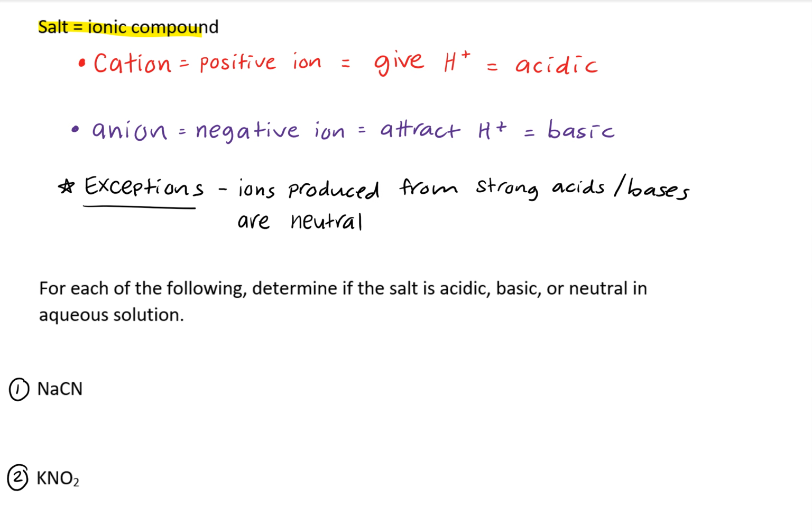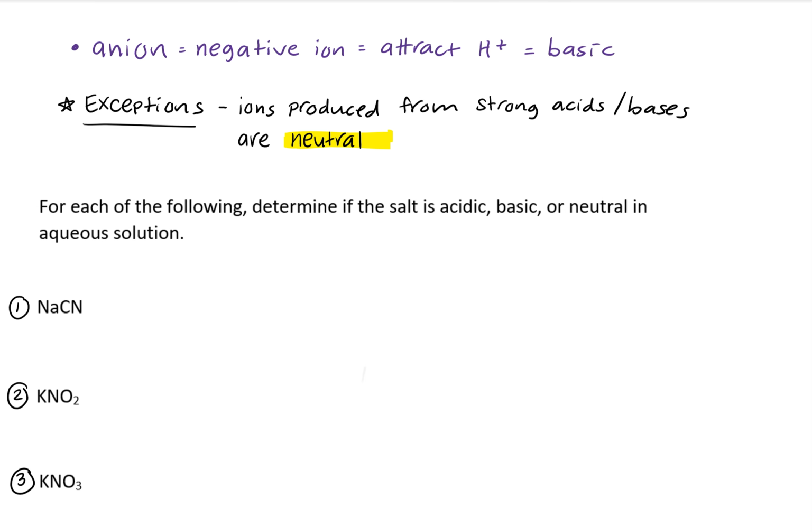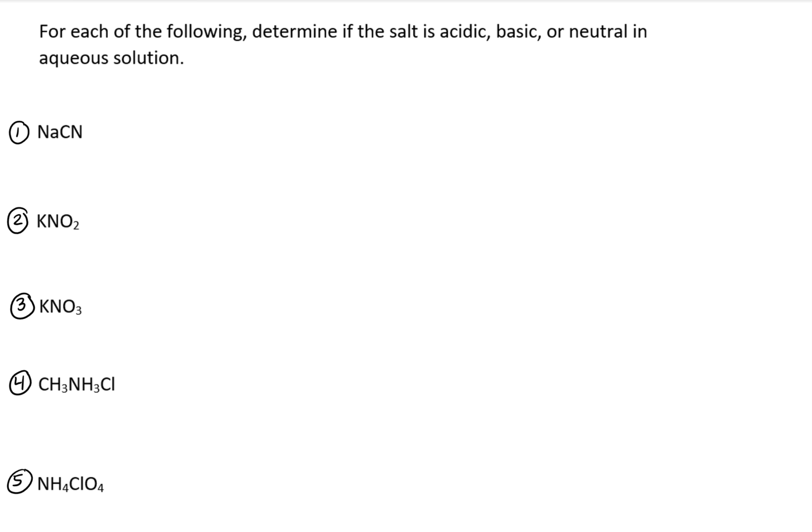A few exceptions: ions produced from strong acids or strong bases are neutral. So that's why knowing your strong acids and your strong bases is very important. For each one of these examples, we are going to determine if the salt, when we dissolve it in water, is going to produce an acidic solution, basic solution, or a neutral solution.